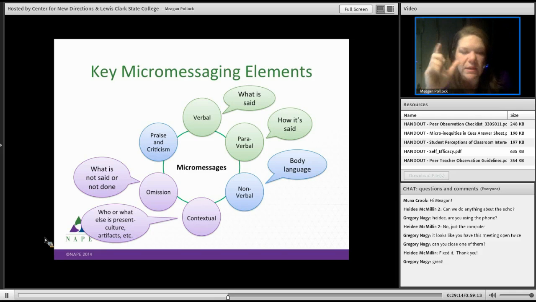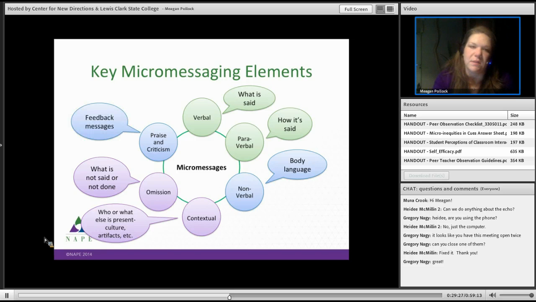But what happens there is the message that the robots don't have girls' names is a subtle micromessage that says, okay, I'm excluded, I'm not part of this space. And again, those messages, while they can be so small, accumulate to make a really big difference. And then the fifth key micromessaging element is feedback messages. There's research to indicate that both male and female teachers are more likely to give feedback to female students about how pretty their work is versus the quality and effort put into the work.